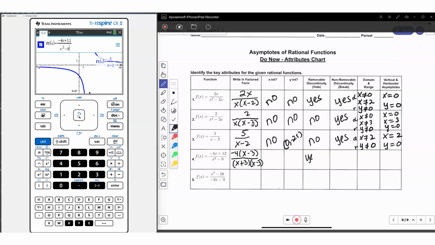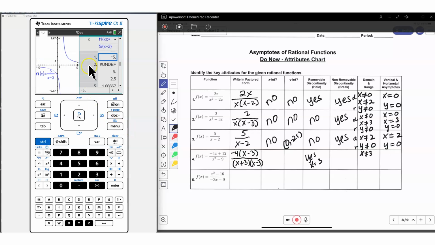And you want to know where your hole is at? Because x equals 3 is not going to be part of your domain. Y-intercept, it appears there is a y-intercept, so go to your table. And it is, the y-intercept is 0, negative 2.5.